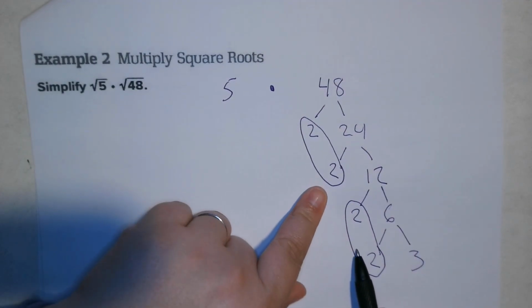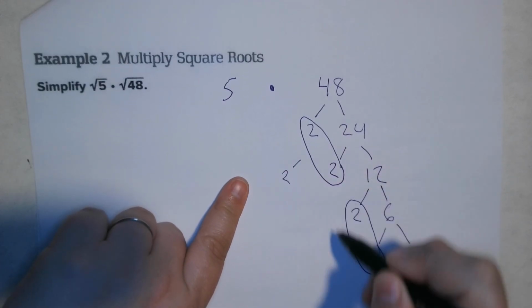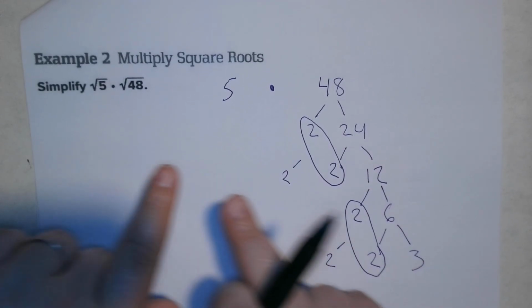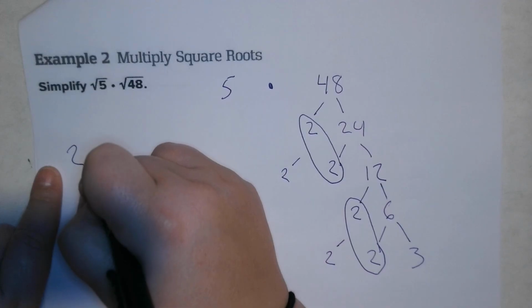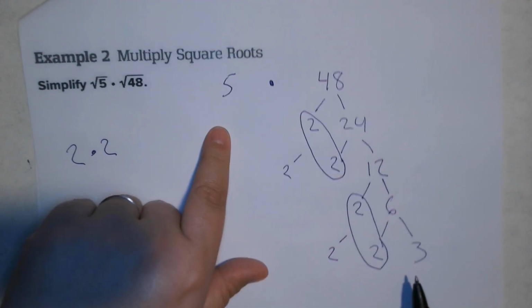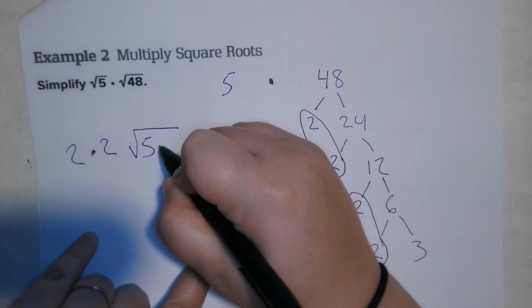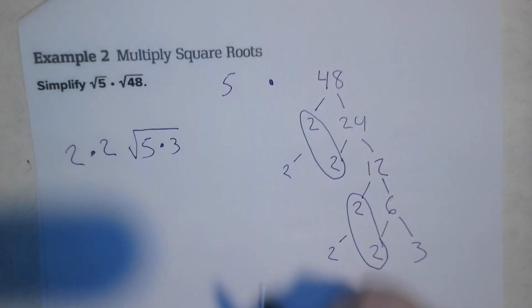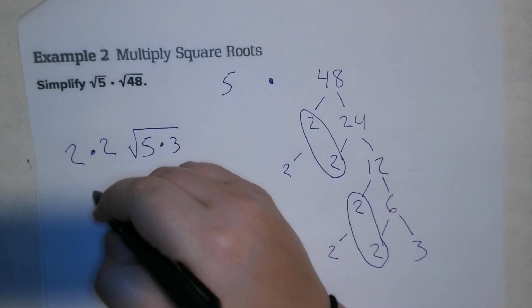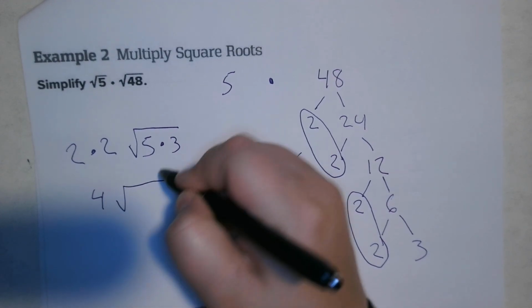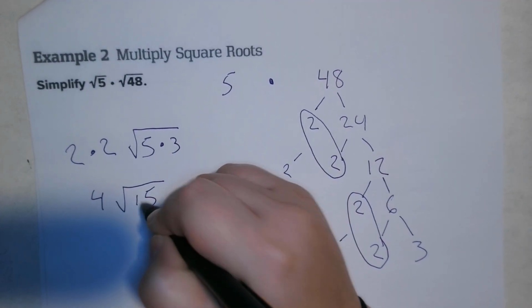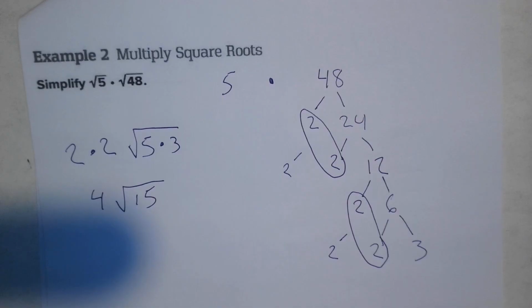Anything circled is going to reduce down to one of those and go on the outside. So I have 2 times 2. Anything left over is going to go on the inside. So I have 5 times 3. 2 times 2 is 4. 5 times 3 is 15. Okay? Double check myself. Ta-da! Okay.